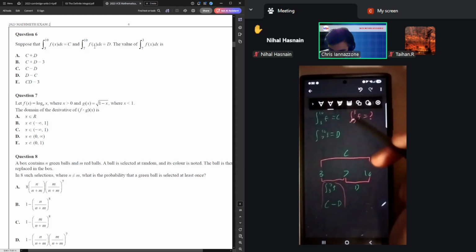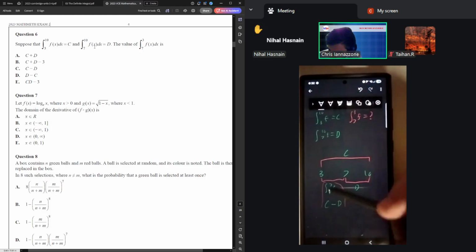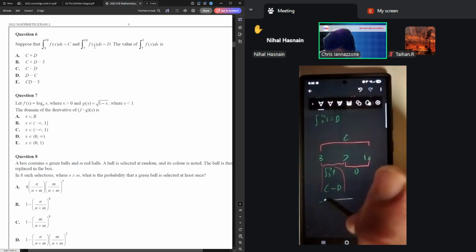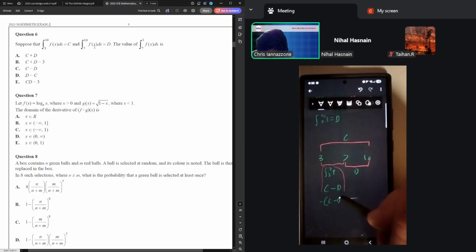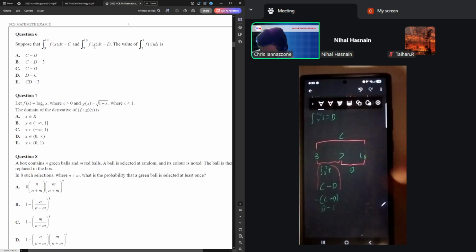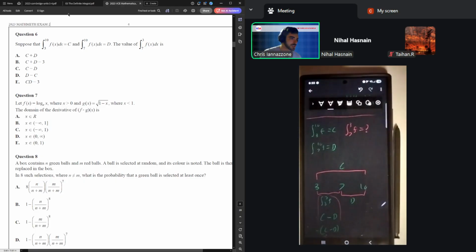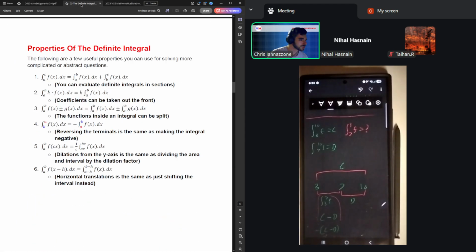But because these terminals are flipped, oh yeah, sorry, I didn't notice you had your hand up. Since it's in reverse, will it be negative? Yeah, that's exactly right. You chuck a negative at the front, which flips it to D minus C. That's going to be the answer. Smashed it. So what you can see here is that you have to use basically two properties, property 1 and property 4.